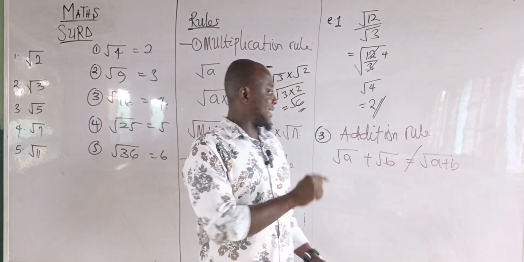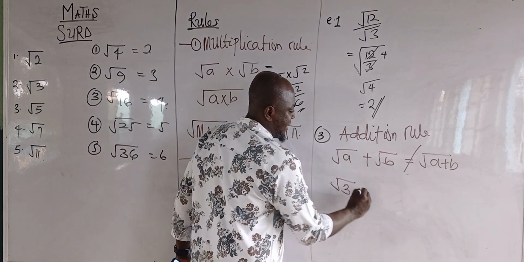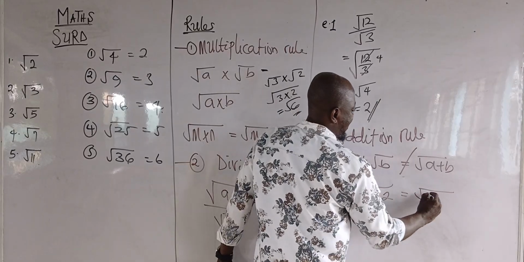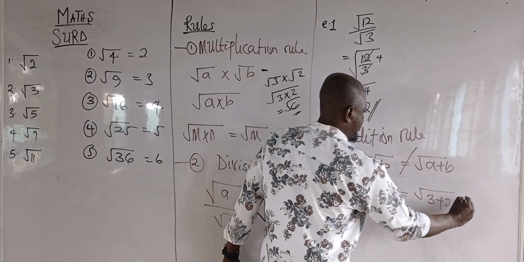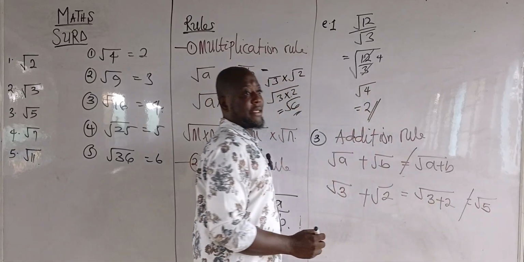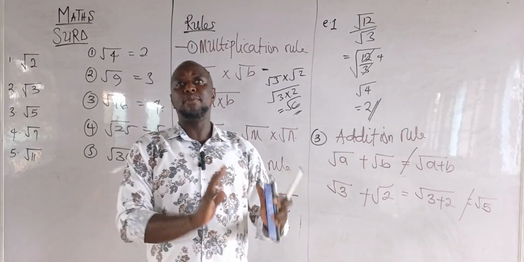What we are saying in this case is, look at this: if I have the root of 3 here and then I have the root of 2 here, you can't make them like this. You can't say this is the root of 3 plus 2 and then you get the root of 5. This is not correct. This rule is not applicable here.